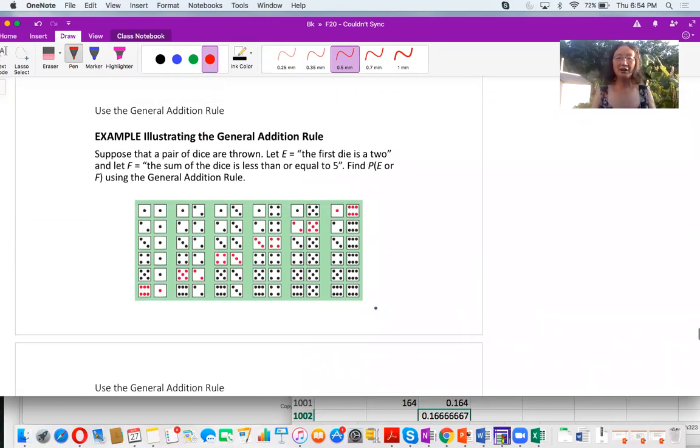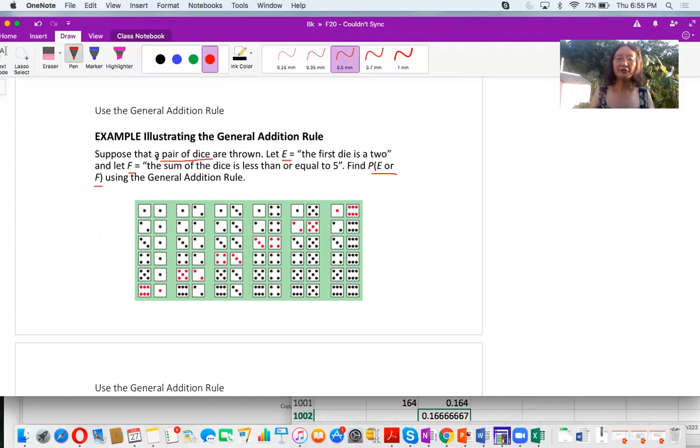All right, so now let's look at this example illustrating the general addition rule. Suppose that a pair of dice, 2 dice, are thrown. Let E represent the first die is a 2. Let F represent the sum of the dice is less than or equal to 5. Find the probability of E or F using the general addition rule.